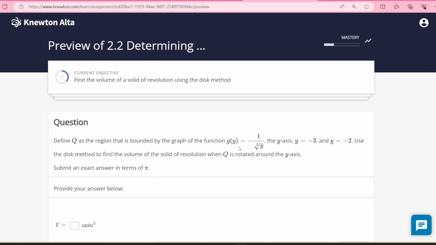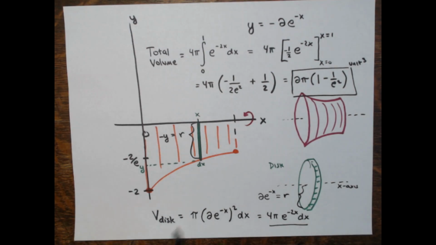All right, so we have g of y equals negative 1 over the cube root of y, from y equals negative 3 to y equals negative 2, and rotating this around the y-axis. So once again, let's draw up the region.